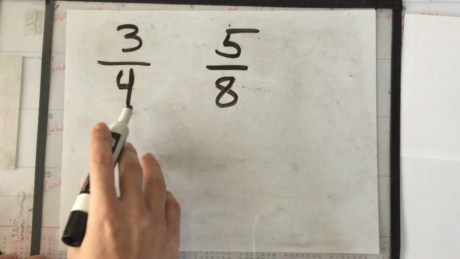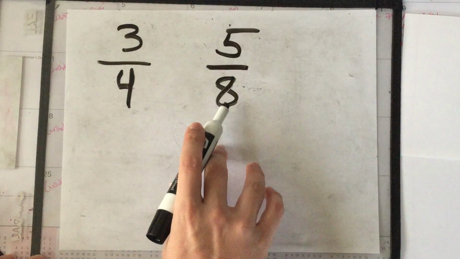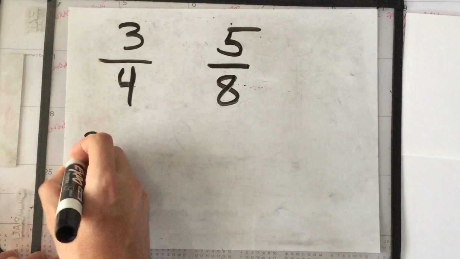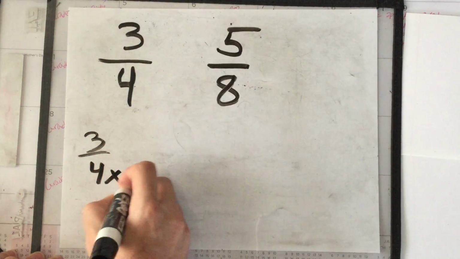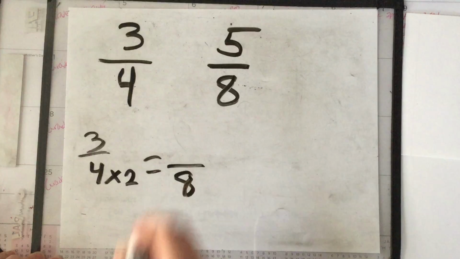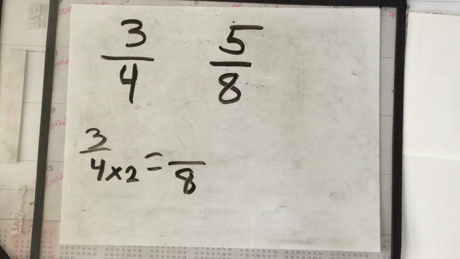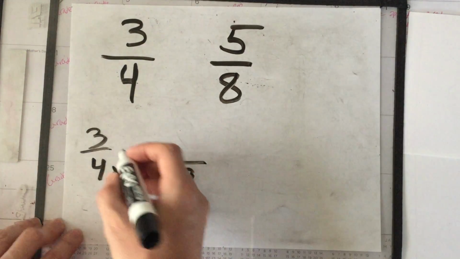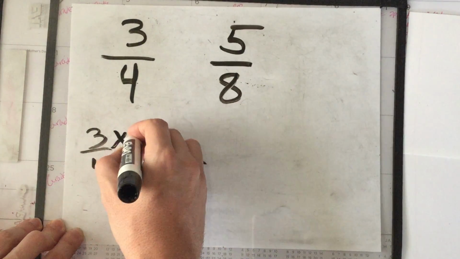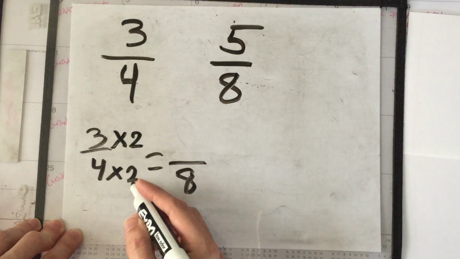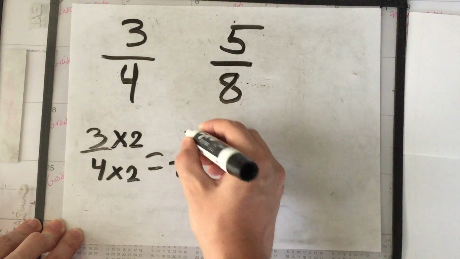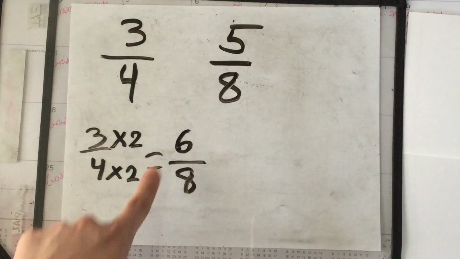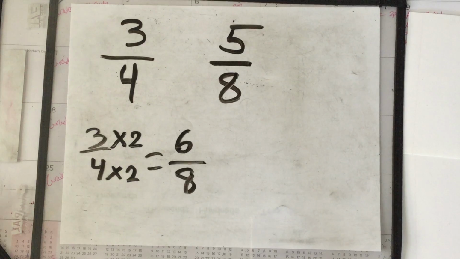So I have to think, is there a way that I can make this 4 into an 8? And yes, there actually is. If I multiply my 4 by 2, that's going to equal an 8. And our rule with fractions is whatever I do to one part of it, I have to do to the other. Whatever I do to the top, I have to do to the bottom. So since I multiplied the bottom by 2, I have to multiply the top by 2. 3 times 2 is 6. So now I know that 3/4 and 6/8 are the same thing.